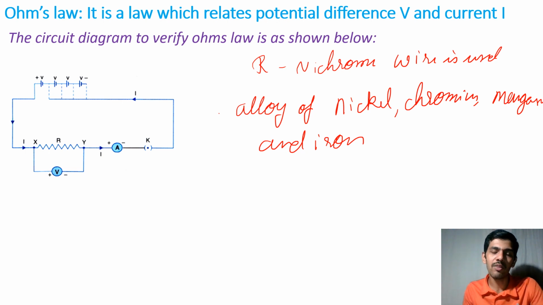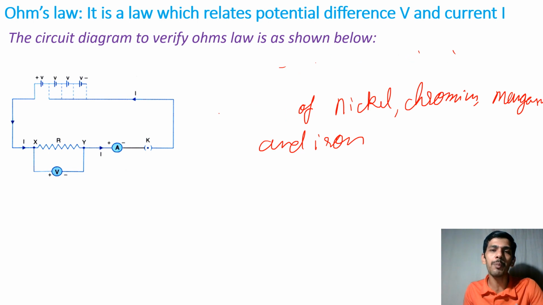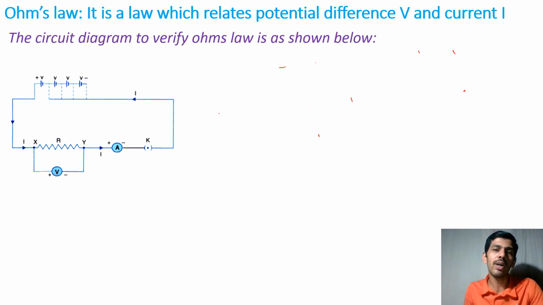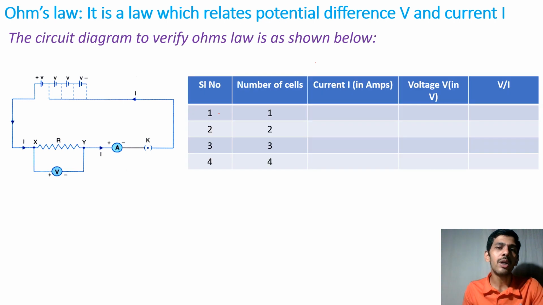So what is the experiment? How to proceed with it? We have to connect this particular circuit as shown in the diagram. Then we have to draw this particular table. We have 4 different trials in this experiment. For the first trial we connect only one battery like this. So current flows through this and moves back to this particular point.